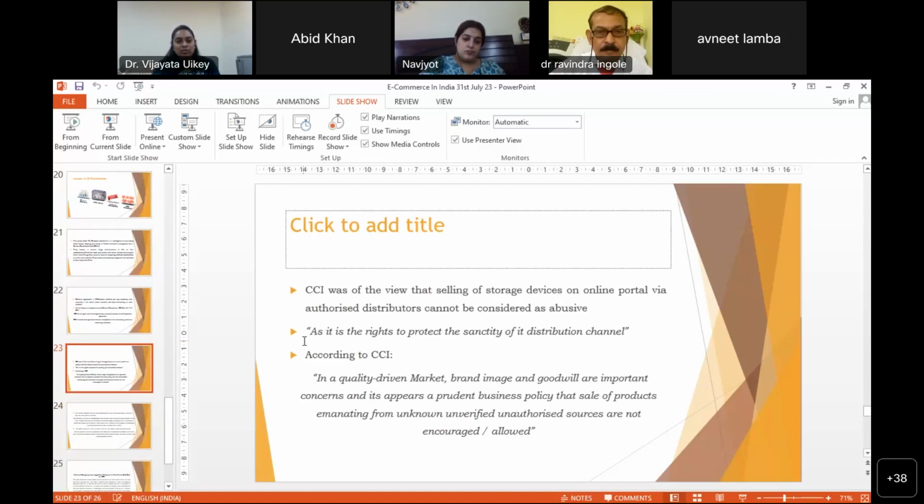Now CCI was of the view that the selling of the storage devices on the online portal via the authorized distributor cannot be considered as abusive, as it is the right to protect the quality of its distribution channel. According to CCI, in the quality-driven market, brand image and goodwill are important concerns, and it appears to be a prudent business policy that the sale of products emanating from unknown, unverified, unauthorized sources is not encouraged or allowed.